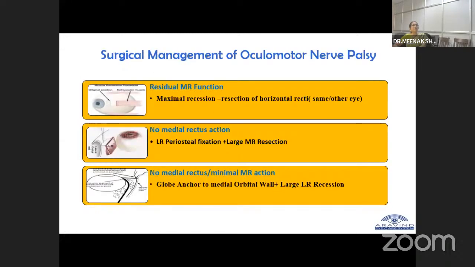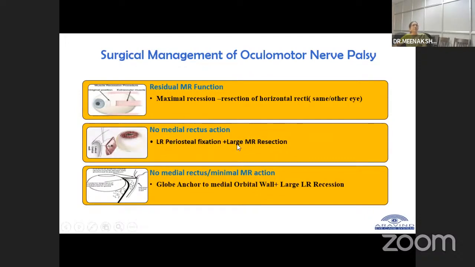So coming to the third nerve palsy, Amrita has made my job easier. Check for the residual medial rectus function. If it is crossing the midline and if it is present, then we can go for a maximum recession and resection procedure itself. But if it is not there, there is no point in flogging a dead horse.